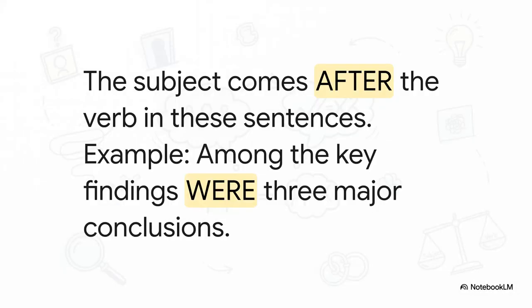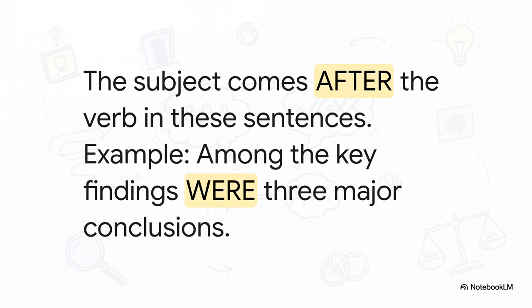Oh, and the SAT loves to pull this move too. They flip the sentence completely upside down. In a sentence like this one, the subject actually shows up after the verb. So you ask, what were among the findings? 3 major conclusions. That's your subject, it's plural, so the plural verb were is totally correct. If you get stuck, just mentally unflip the sentence. 3 major conclusions were among the key findings.